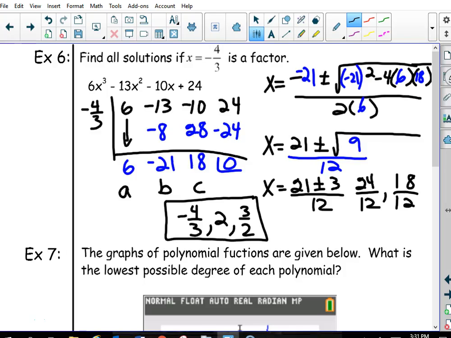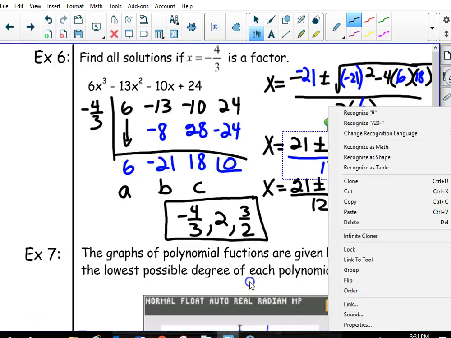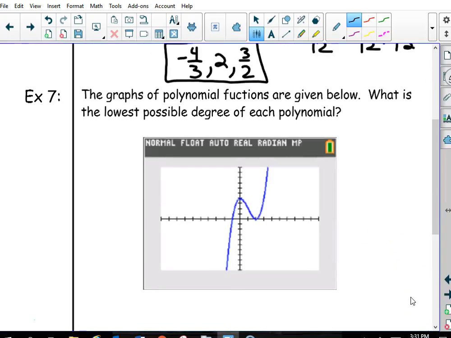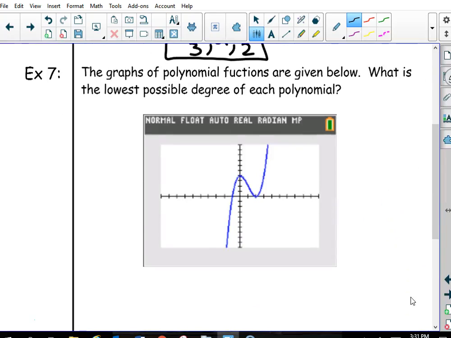Okay, last couple questions. The graphs of the polynomial functions are given below. What's the lowest possible degree? All right, so we have obviously 2 zeros here. There's a single 0, and this is a 0. Because our graph goes down and comes back up, this has to have an even multiplicity, 2, 4, etc. So we have 1 zero here, and the lowest would be to add 2 to it, or 3.